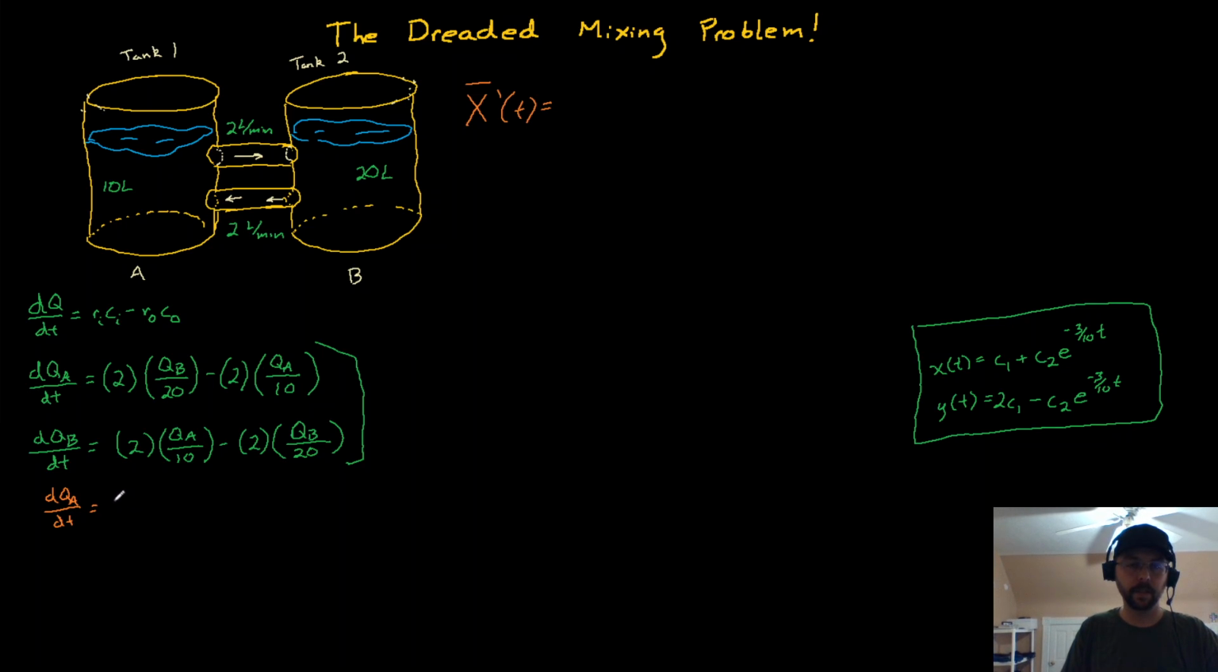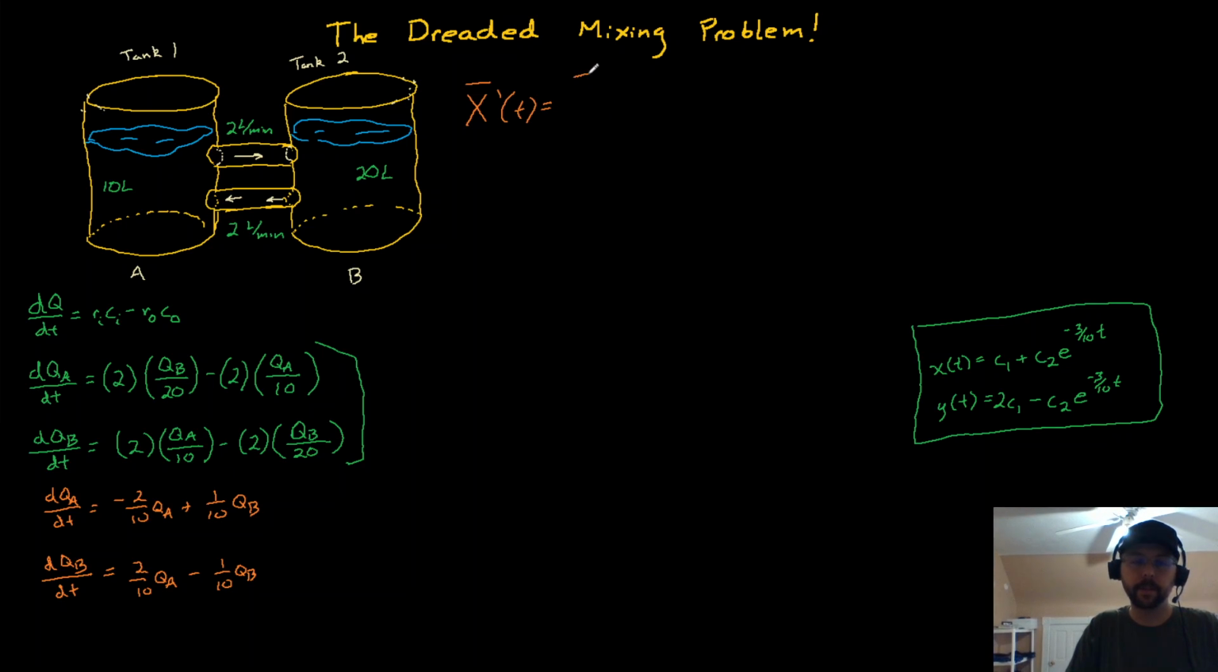equals negative 2 over 10 QA plus 1 over 10 QB, the rate of change of the quantity in B with respect to time equals 2 over 10 QA minus 1 over 10 QB. Now let's turn this into a matrix.